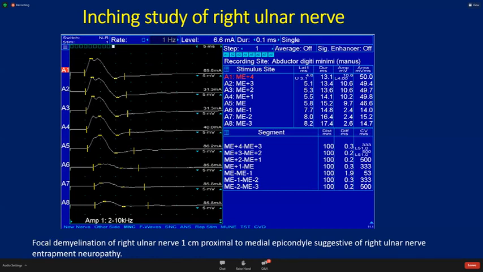EMG was also done in this patient, and the FCU as well as the FDP showed a lot of denervation. There was no denervation in the other C8 innervated muscles or the paraspinal muscles.